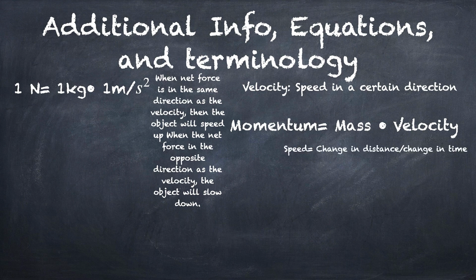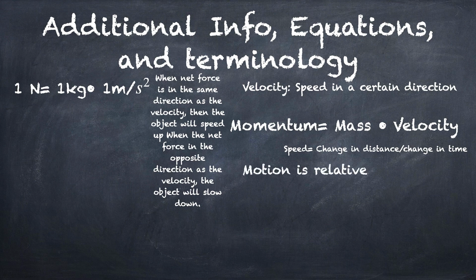Speed equals change in distance over change in time. Basically, you can say that the speed of an object is determined by the distance and the time it took to travel that distance. If you ran 15 kilometers in an hour, your speed would be 15 kilometers per hour.